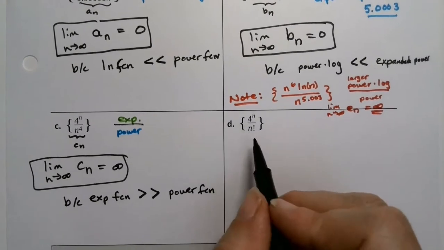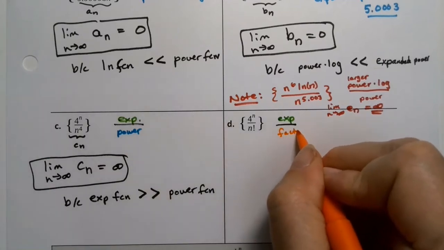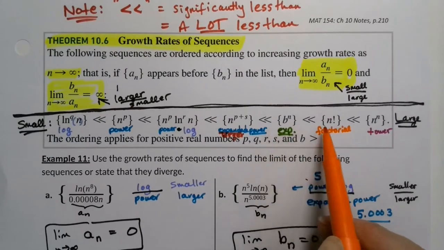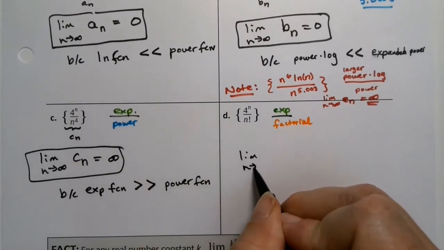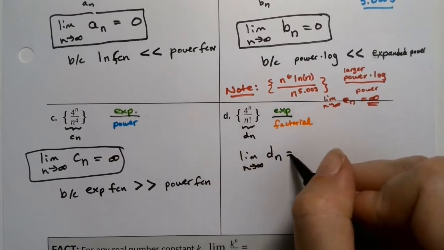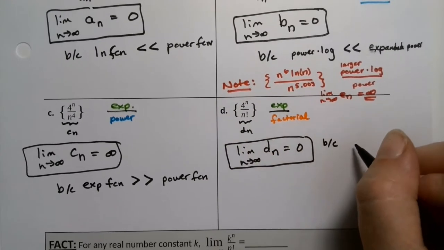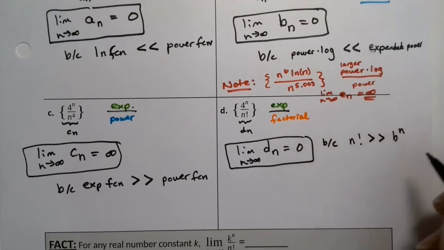Okay, then what about this one? Well, that's an exponential function, which is quite large, but it's divided by something that's even bigger, a factorial. And that factorial will totally win, right? Factorials are significantly greater than exponentials. They're to the right. So therefore, this is 0. The limit as n goes to infinity of d sub n is 0, because a factorial is significantly greater than an exponential.